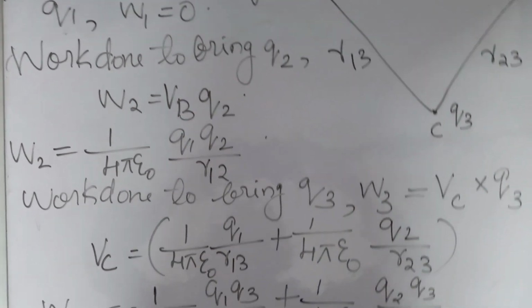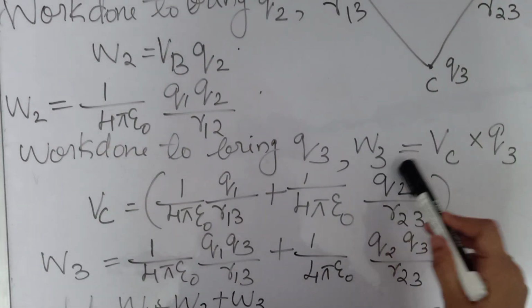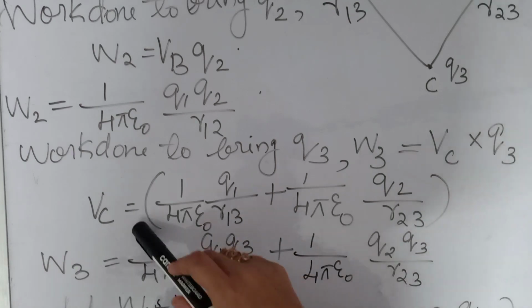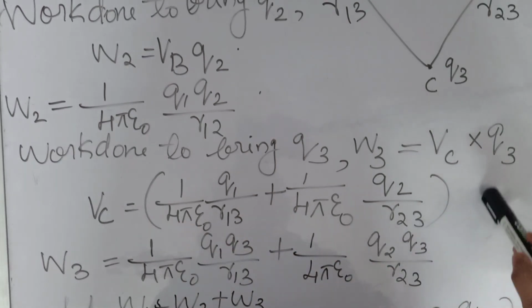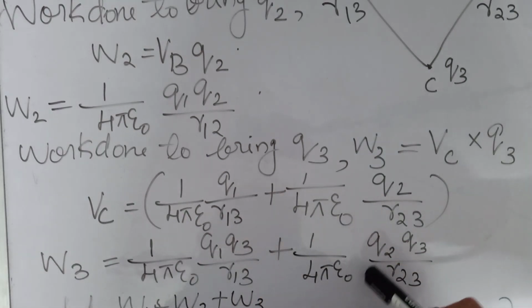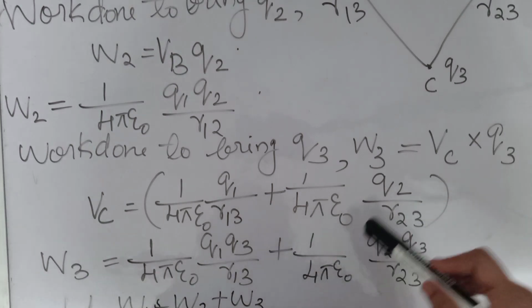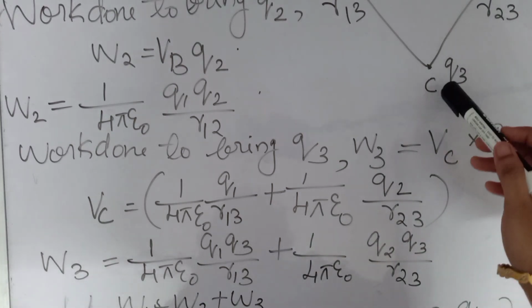What will be the total work? Now we have to multiply with Q3. That means W3 is equal to VC into Q3. This is VC only. Now into Q3, that means 1 by 4 pi epsilon 0 Q1 Q3 by R13 plus 1 by 4 pi epsilon 0 Q2 Q3 by R23. So this is the work done to bring charge Q3 from infinity to C.